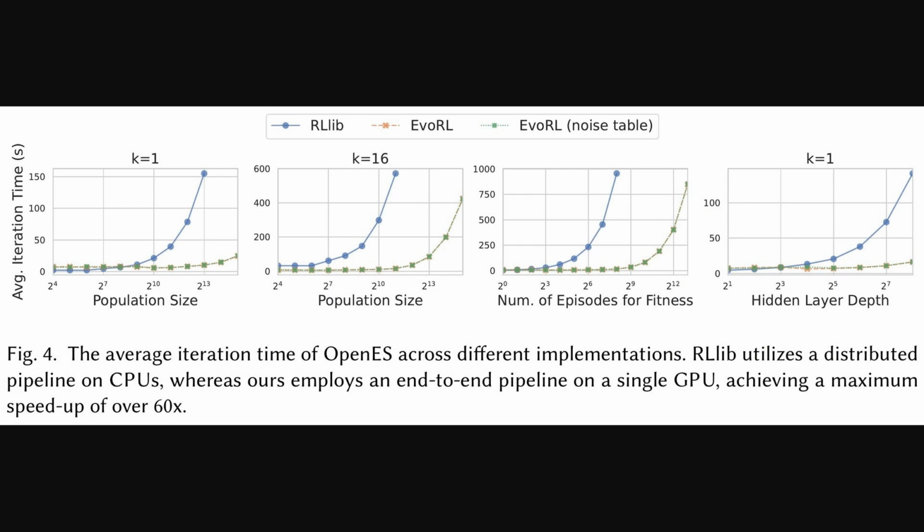Alright, building on those workflows, Figure 4 really demonstrates EvoRL's speed with evolutionary algorithms. It focuses on OpenES, an evolutionary strategy, comparing its average iteration time, so how fast each learning cycle completes. We see OpenES running in RLlib, which is CPU-based, versus EvoRL on a graphics processing unit. Across different settings, like population size, the number of episodes for fitness evaluation, that's how agent performance is scored, and the hidden layer depth or complexity of the AI's network, EvoRL is consistently over 60 times faster. The EvoRL with noise table line shows an even quicker variant.